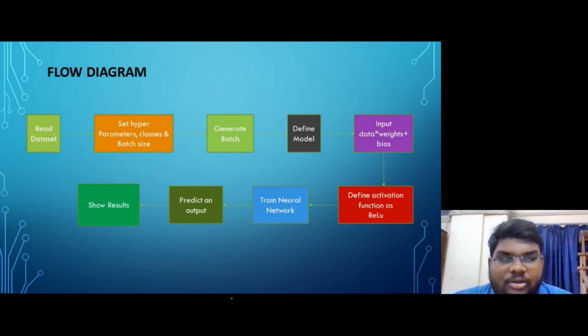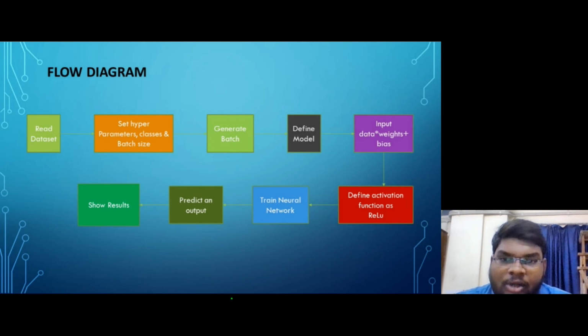Those are the number of nodes in each hidden layer, and we also have to set the number of classes and the batch size. After that, we have to generate the batch. Basically, we have to generate the batch because in the neural network, we cannot give input of nearly 1000 or 2000 data at one go. So we have to divide it into different batches, say about 100 features at one time.